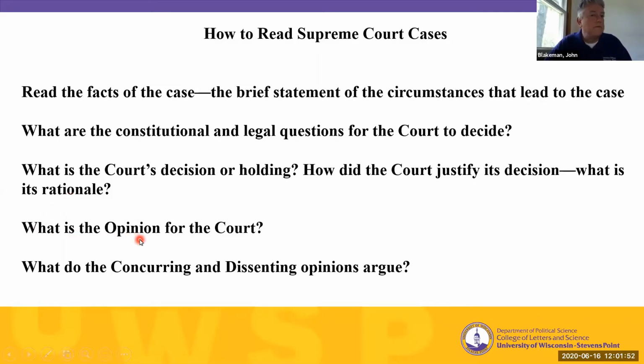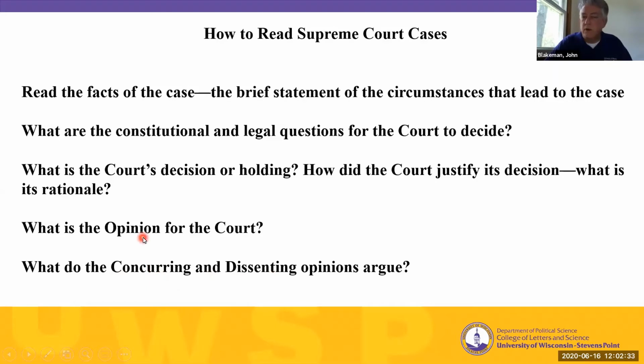And what is the opinion for the court? Who wrote that? Sometimes that's not always clear. Which justices were in agreement with that? And then, are there any concurring or dissenting opinions? A concurring opinion is where a justice agrees with the outcome of the case, but might disagree with the majority's reasoning. A dissenting opinion is where a justice disagrees with the outcome and usually disagrees with the reasoning of the court. And both of these are very important.